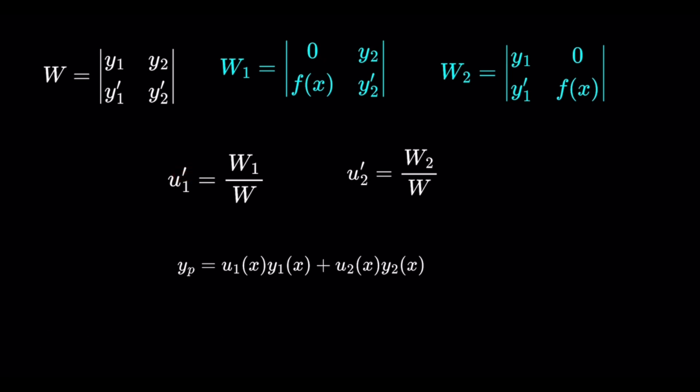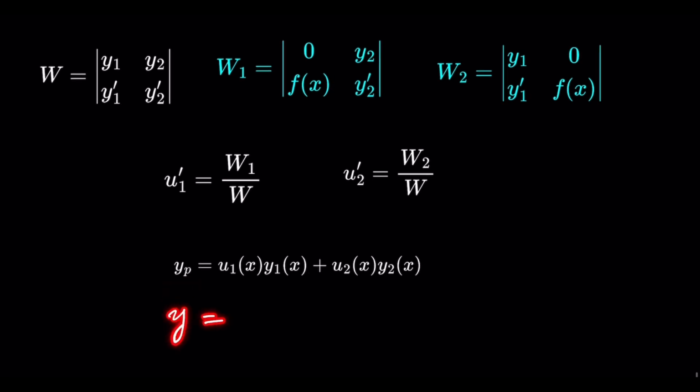After that, we are going to be integrating both sides of the equations for u1 and u2 to find the values of u1 and u2. Eventually, we'll be substituting u1(x) and u2(x) back into the original equation for y p, the particular solution. And finally, write the complete solution as y is equal to y of c plus y of p.